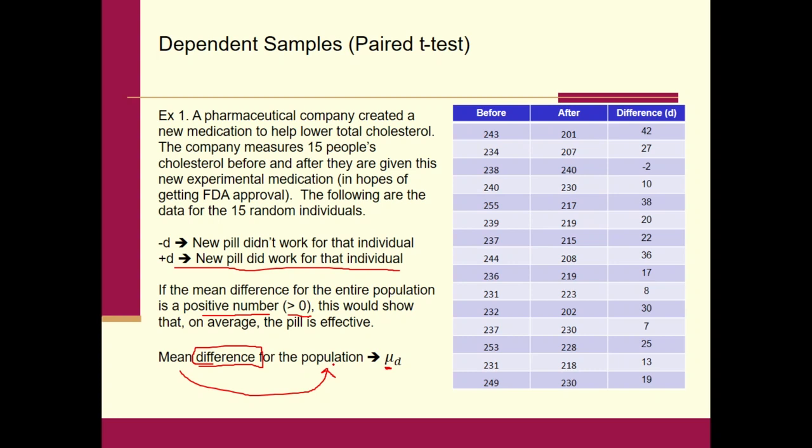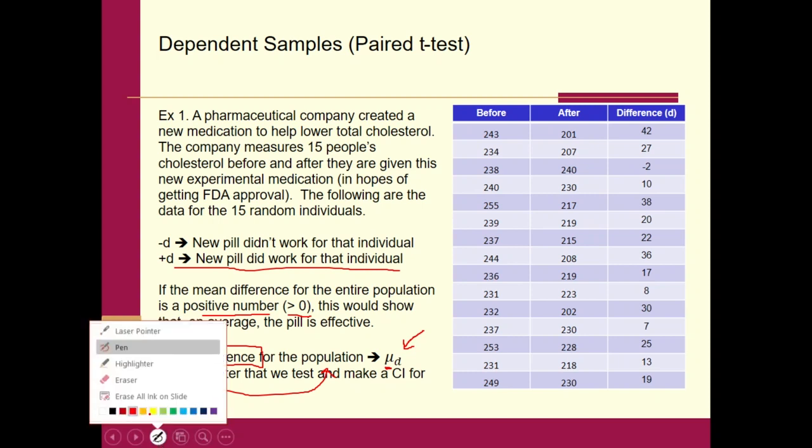So it's a mean of the population, but it's for the differences. It's not for the x's, it's for the d's. And so we just call it mu sub d. Okay? So that, my friends, is the parameter that we're going to test. The parameter that we're going to test and make a confidence interval for is mu sub d in section 10.4.